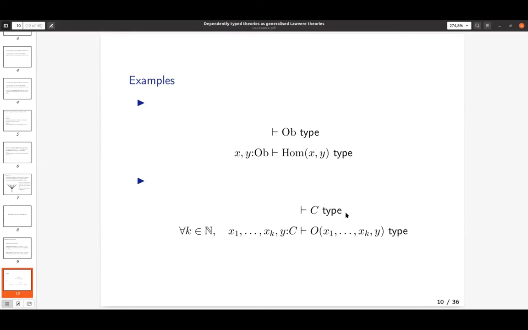And here's another type signature. S0 is once again a singleton. It has just the type declaration C. And S1 has, for every natural number k, a type declaration O in the context of variables x1 to xk and another variable y of type C. So, of course, these correspond to the signatures for directed graphs on the one hand, and planar collections, colored collections if you like, on the other.